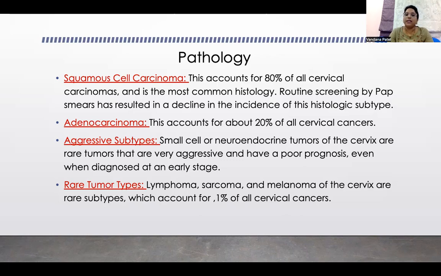Third is the aggressive subtype. This is the very aggressive type of cervical cancer, and it has a poor prognosis. Rare tumor types include lymphoma, sarcoma, and melanoma of the cervix, and these are also very rare. They account for only 1% of all cervical cancers.